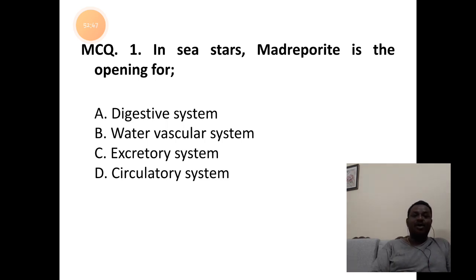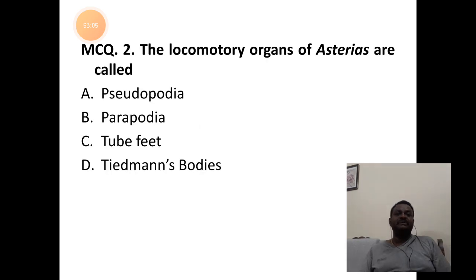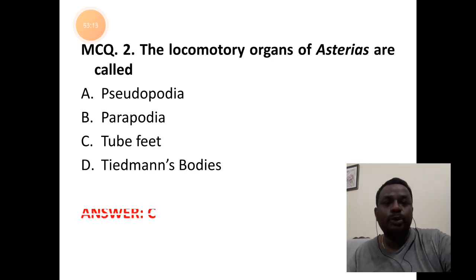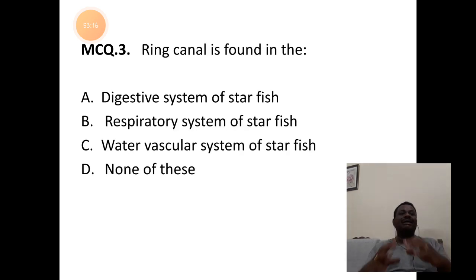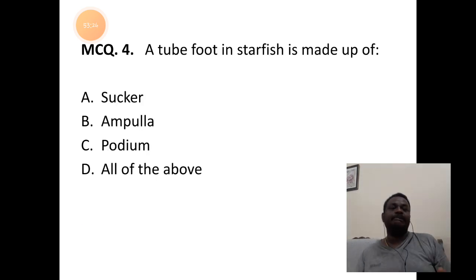After understanding the concept, now we shall look into the MCQs related to it. The first question: in sea stars, that is starfishes, the Madreporite is the opening for which of these systems? It is the water vascular system, so the answer is B. Question 2: the locomotory organs in Asterias are, answer C, tube feet. Ring canal is found in which system? Definitely it is the water vascular system of starfish, answer is C.